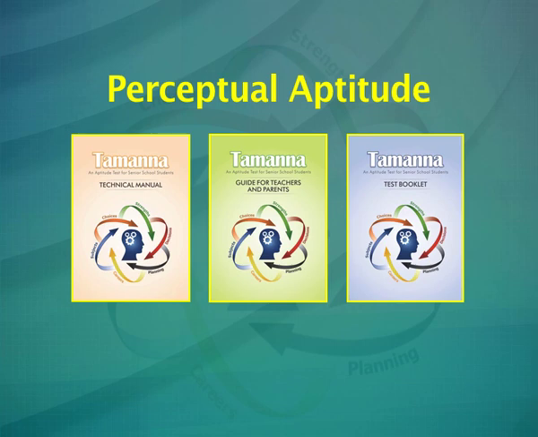Now, we'll look at the seventh subtest, perceptual aptitude. It is the ability to compare visual information like letters, numbers, or combinations of letters and numbers quickly and accurately. In the perceptual aptitude subtest, the student is asked to compare paired groups of letters or numbers or combinations of letters and numbers and identify the similarity or difference.